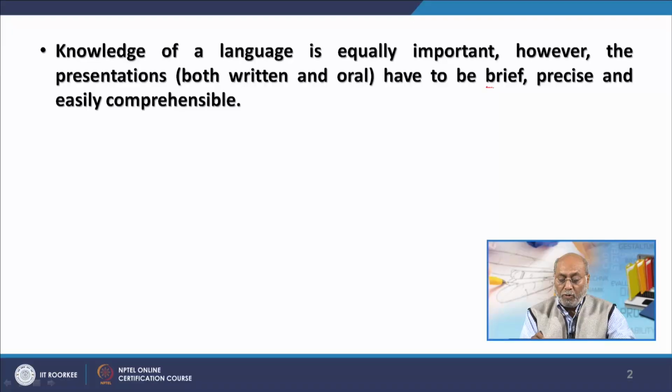All kinds of communication are important, and the basic thing in communication, which will be repeated many times, is that our communication should always be brief, precise and easily comprehensible. That means whatever we write, we should write as briefly as possible, because the more words we use, the more problems we probably create for ourselves, and people may not comprehend or understand. So, the focus should always be to use brief and precise language.